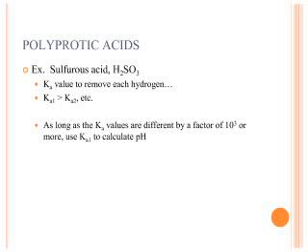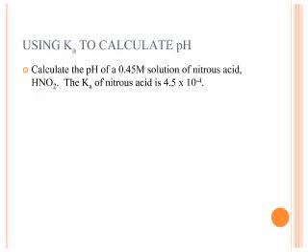All right, so we have a 0.45 molar solution of nitrous acid, HNO2. We need to find its pH, and we are given the Ka. You have to have enough information to do these problems. First thing we should always do, balanced equation.